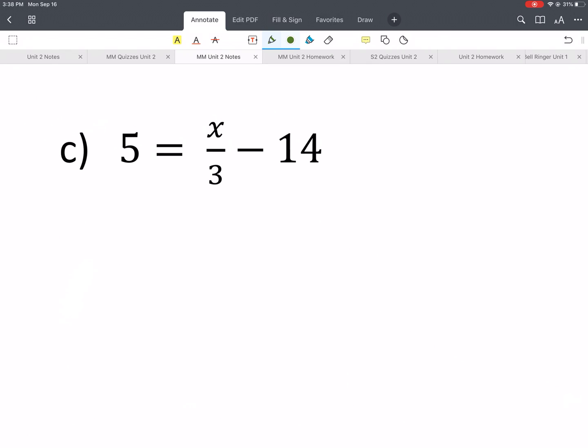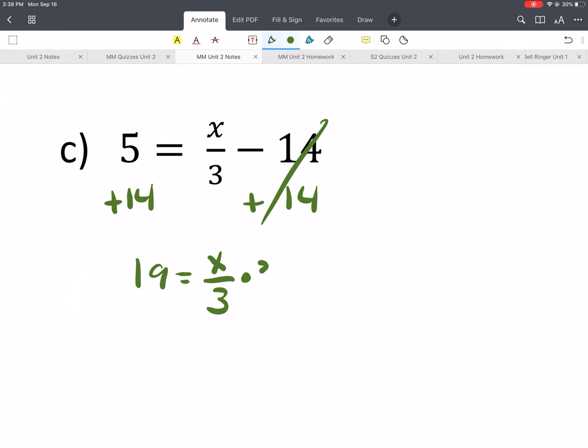Okay, again, adding, subtracting first. So here we would add 14 to both sides. That would cancel. We get 19 equals x over 3. And then to get rid of the 3, since it's division, we're going to multiply, because that would be its inverse. And that would give us 57 equals x.